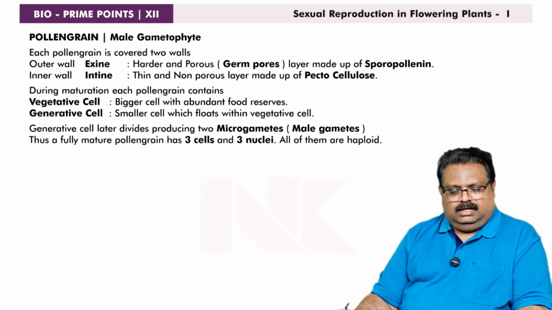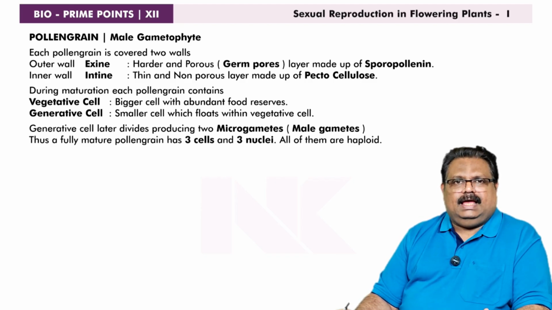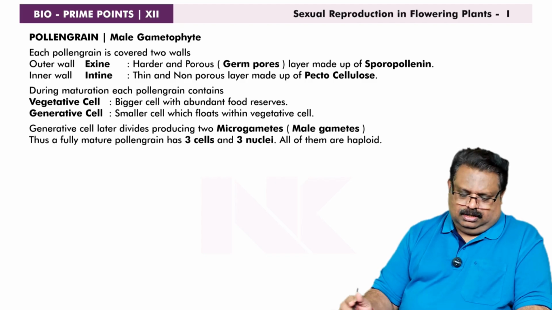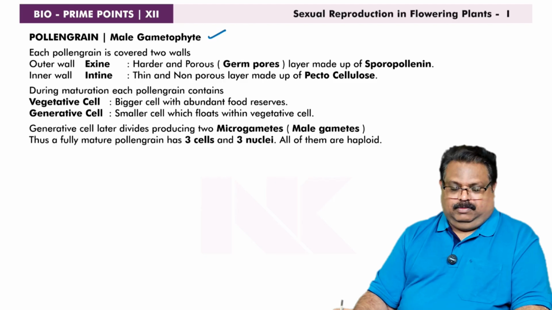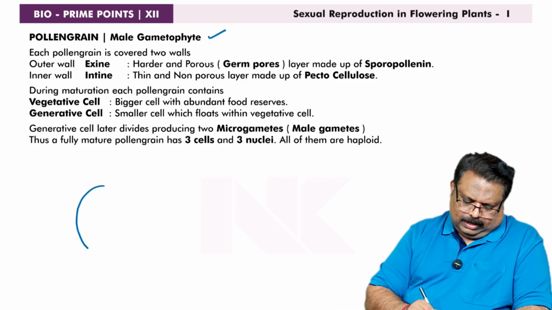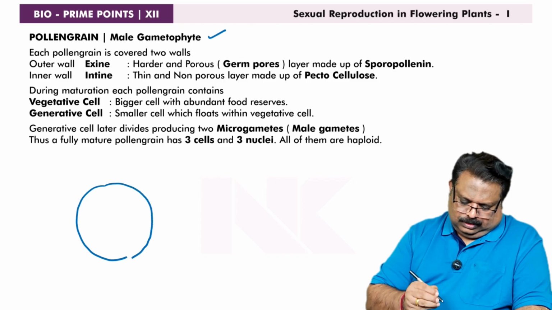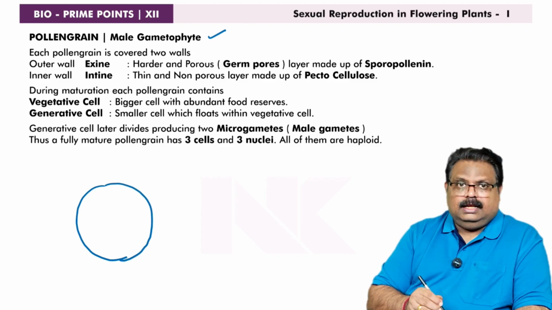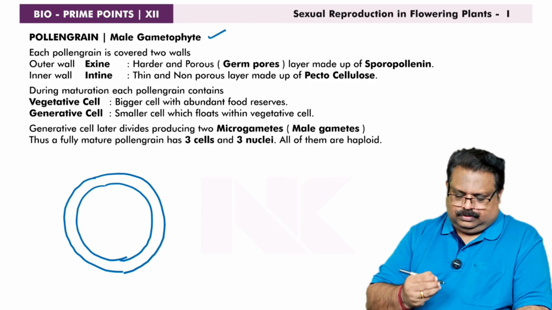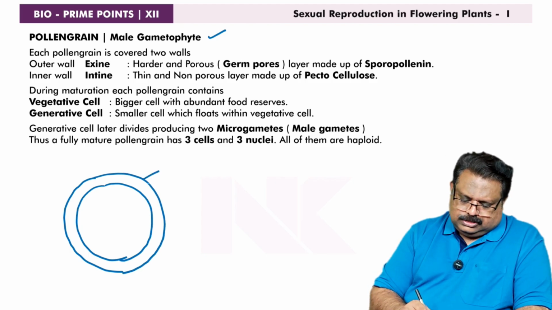What is a male gametophyte? A structure which holds the male gametes is called male gametophyte. The structure which contains the male gametes is called male gametophyte. Pollen grains are the male gametophyte. Each pollen grain has 2 envelopes, an outer envelope and inner envelope. The outer envelope is called exine. The inner envelope is called intine.